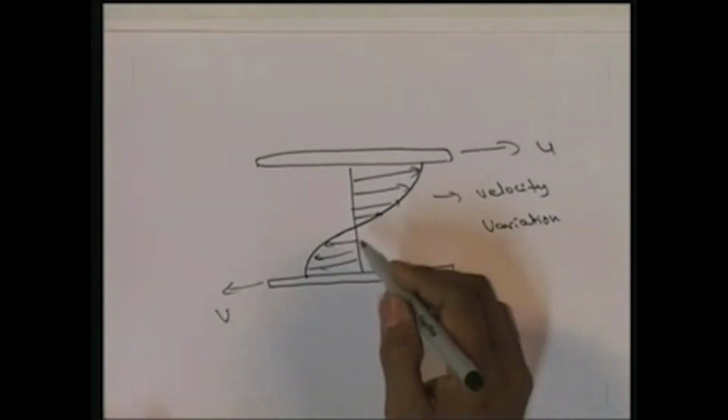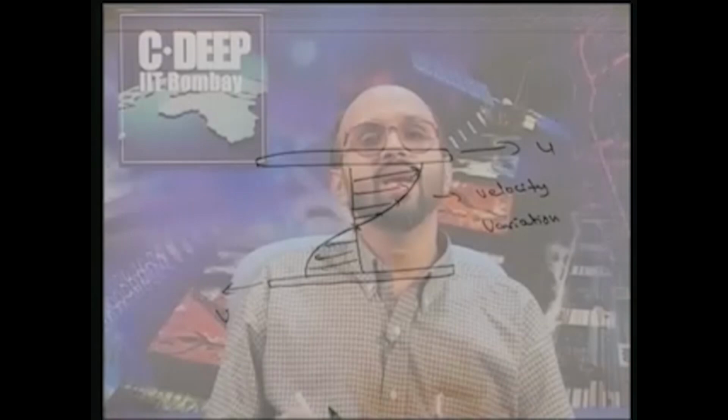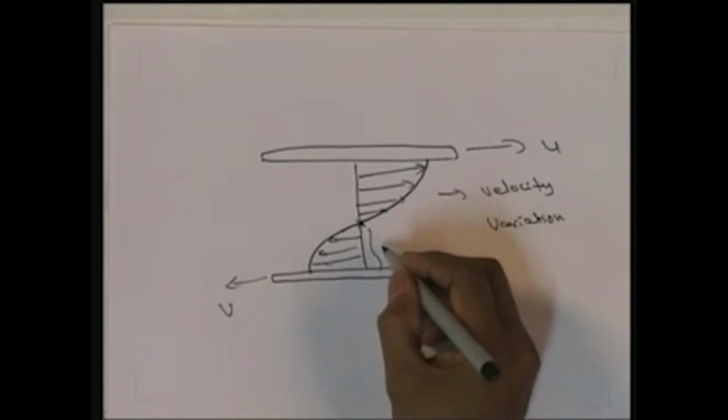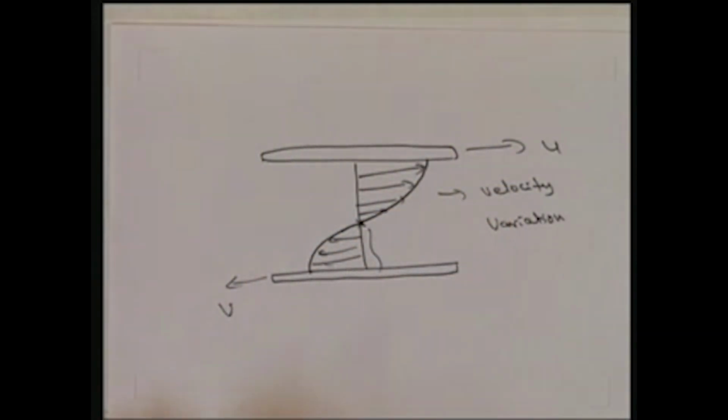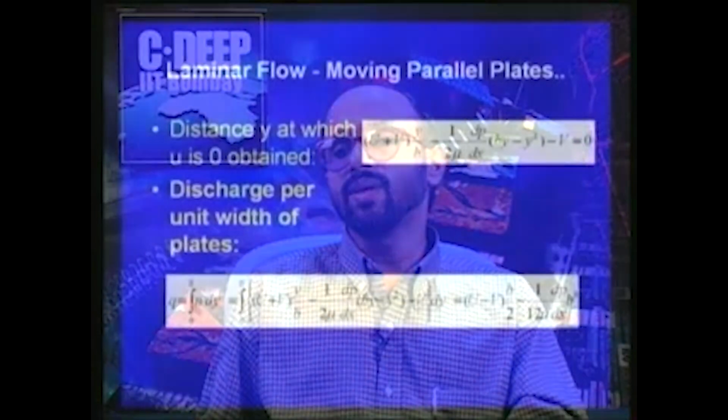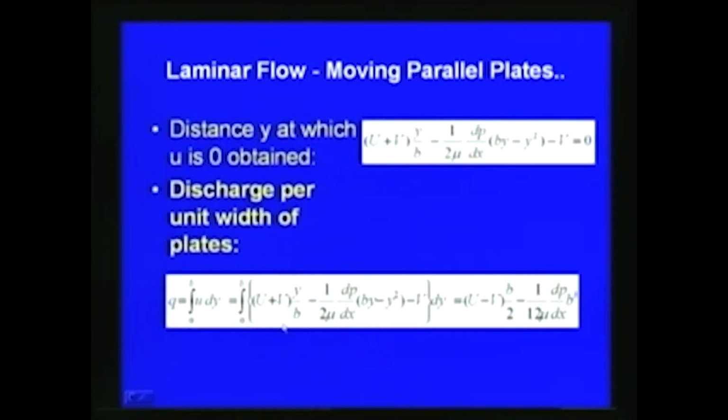So, you can find out here at this particular point that there is a place where velocity will be 0. So, you can just substitute the velocity expression which we got equal to 0, and then we can find out what will be this distance where this velocity becomes 0. So, you can substitute the expression velocity is equal to 0, and then you will get that point. And then the discharge also, as I mentioned, you can just integrate between 0 to b, integral 0 to b u dy, and u is known, and then we can get an expression like this.